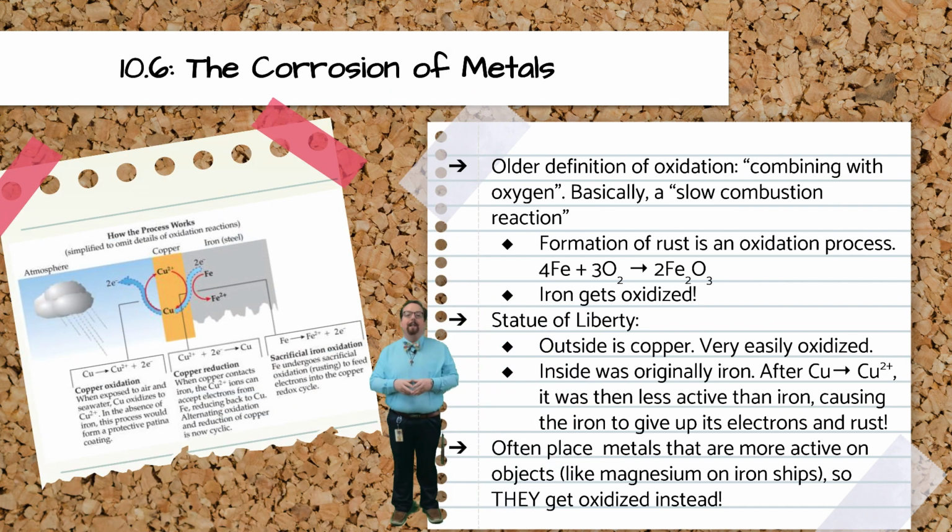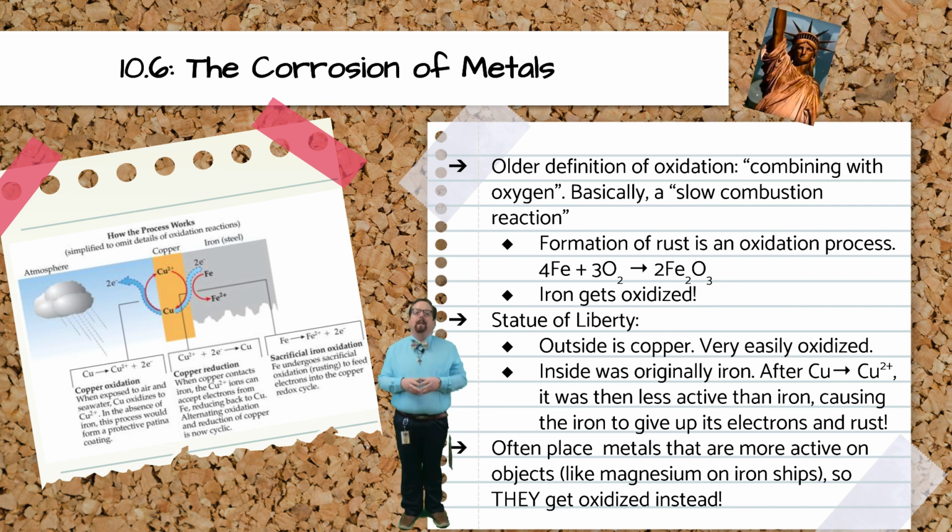Okay, last but not least, an older definition of oxidation basically just meant that something combined with oxygen in a really slow combustion reaction. This is what we know as rusting or corroding. As iron rusts, it goes from an oxidation state of 0 to an oxidation state of positive 3, which means it gets oxidized. This phenomenon is responsible for the once beautiful copper Statue of Liberty with its goldish-brown color forming a nice outer layer of that pastel green-looking copper oxide.